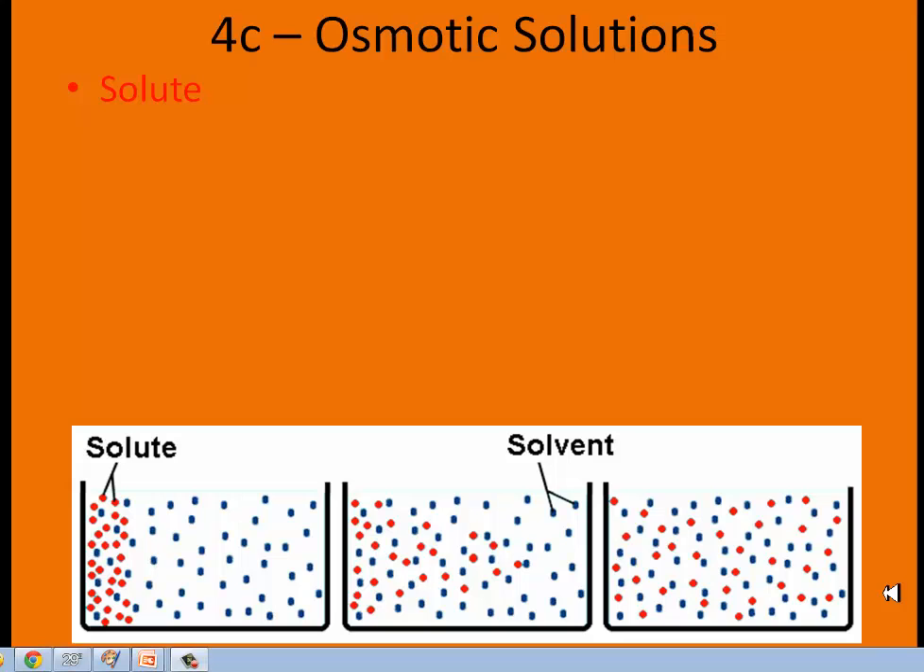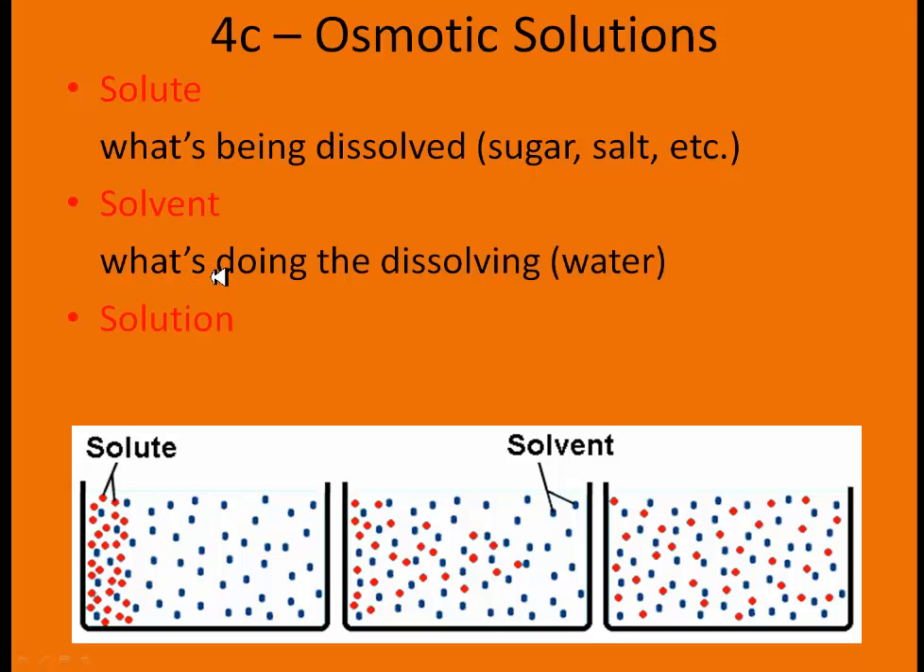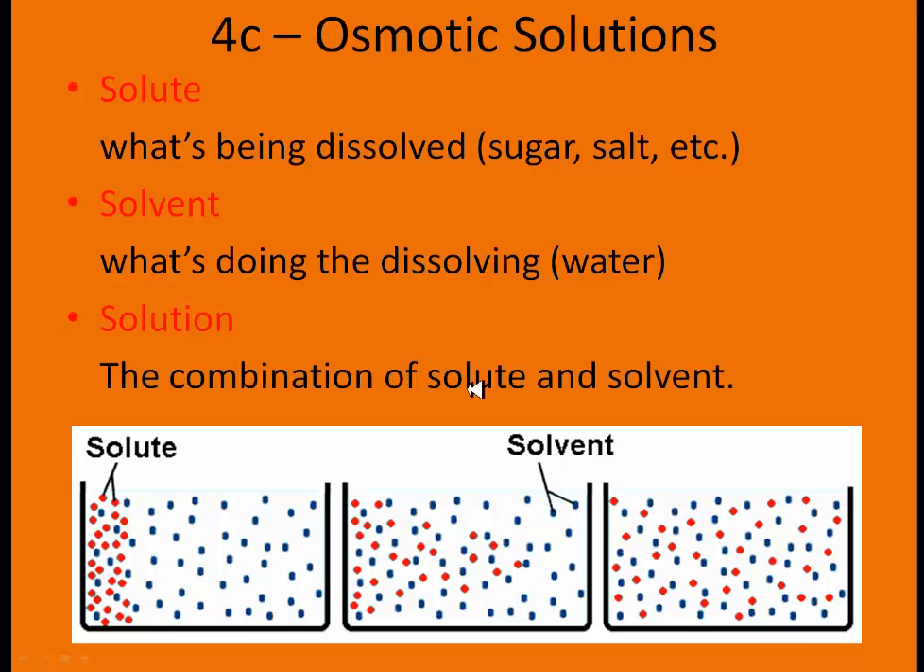So the first thing we have to talk about is a solute. Solute is what's being dissolved. So we put sugar in water, we put salt in water, we put rock in water, we put anything in water. Water will dissolve that material. The solvent in this case is water. That's the thing that's doing the dissolving. And a solution is anything that actually has a dissolved solute inside of it. And it basically is the combination of it.